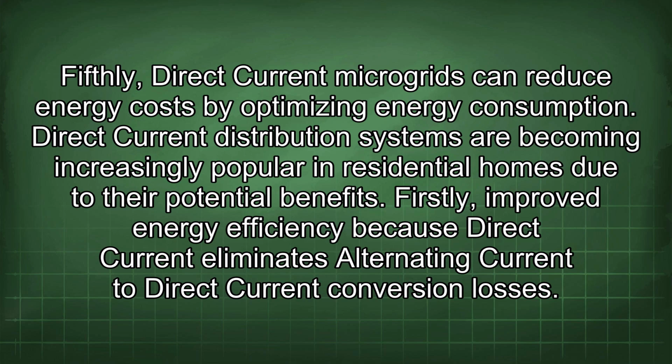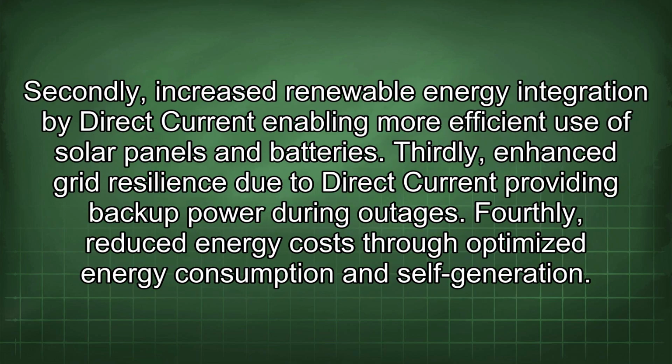Direct current distribution systems are becoming increasingly popular in residential homes due to their potential benefits. Firstly, improved energy efficiency because direct current eliminates alternating current to direct current conversion losses. Secondly, increased renewable energy integration by direct current enabling more efficient use of solar panels and batteries.